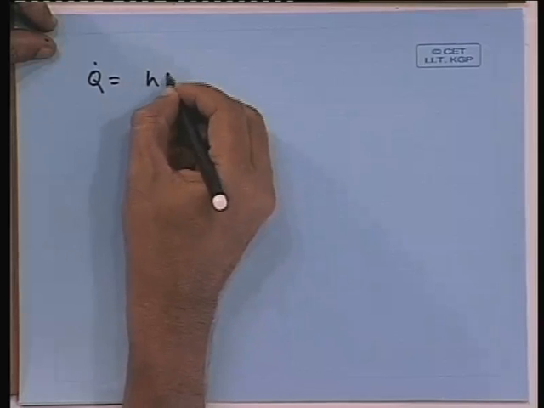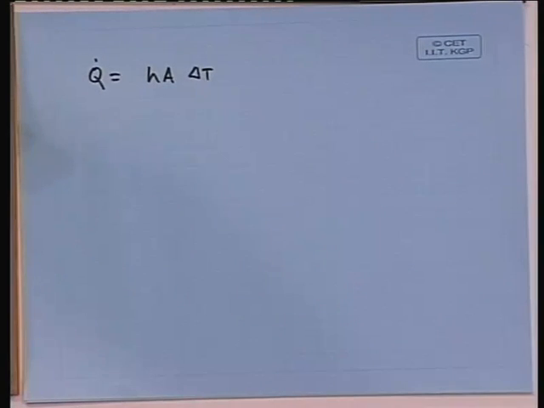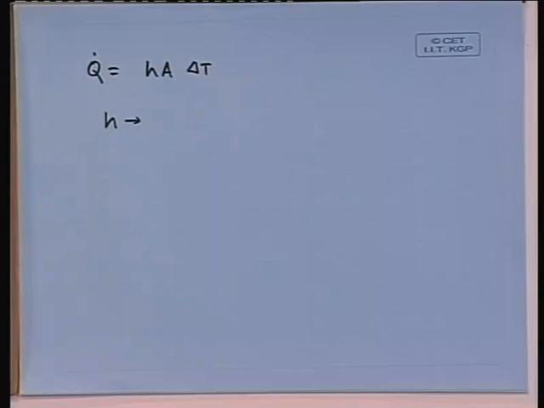Q dot is equal to H A delta T. So, what could be the dimension of H? Let us determine the dimension of H. Joule or kilojoule per meter square per degree Kelvin. Is there any time unit? This is rate of heat transfer, not heat transfer. That is Q dot in kilojoule per second, so that is watt. Kilowatt per meter square per Kelvin. Then what is the unit of H?